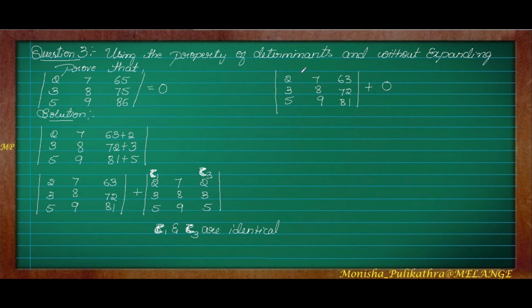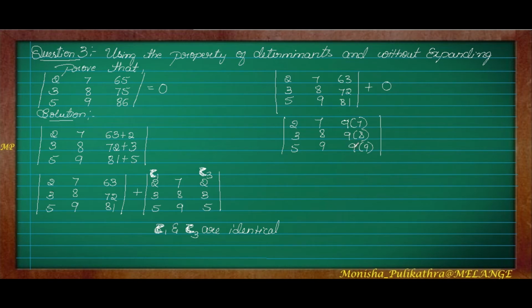Next, we have to prove that the whole determinant is equal to 0, so we have to bring some more changes in this. So 2, 3, 5 and 7, 8, 9 we write as it is. Instead of 63, I will be writing 9 7s are 63, 9 8s are 72 and 9 9s are 81. Plus 0 just goes out.